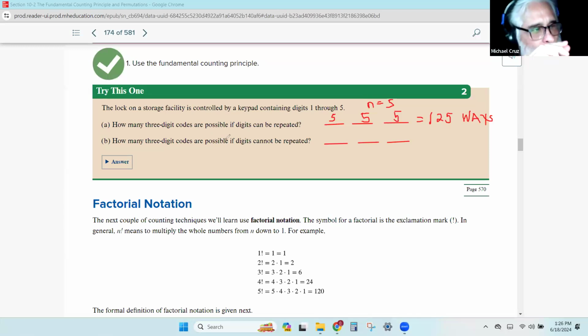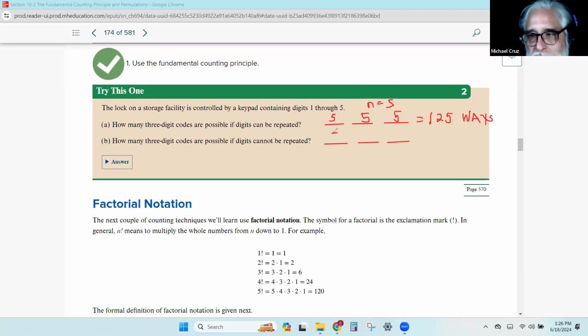Now, if they can't be repeated, then what we do is subtract. This is what's happening in both the permutations and the combinations. You see here, we can do it with repetitions or not, but the nature of the permutations and the combinations is that repetitions or no repetitions is built into it. The counting principle can be used any number of different ways.